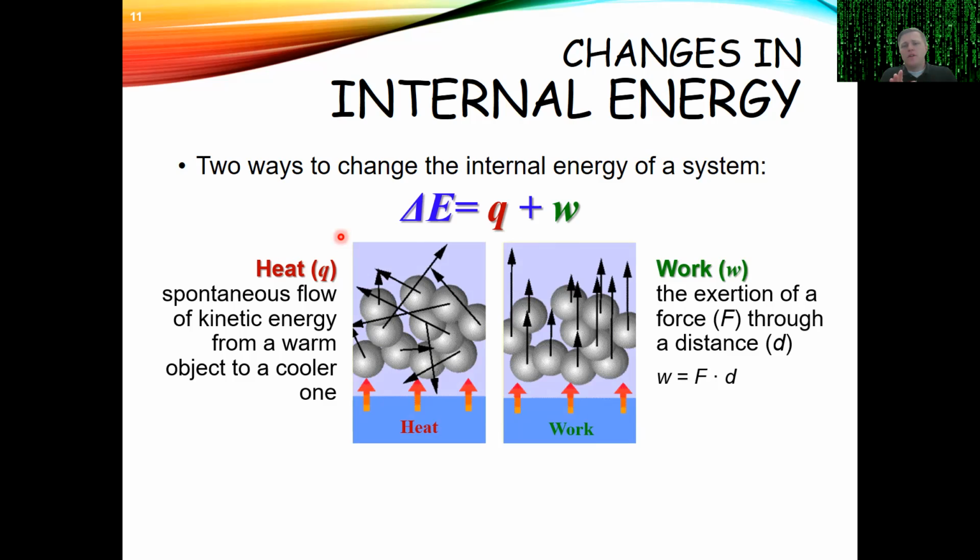So heat always flows in one direction. So if I take a hot object and put it next to a cold object, the hot object is not going to get hotter and the cold object's not going to get colder, right? The hot object is going to get colder and the cold object is going to get warmer until they equilibrate.